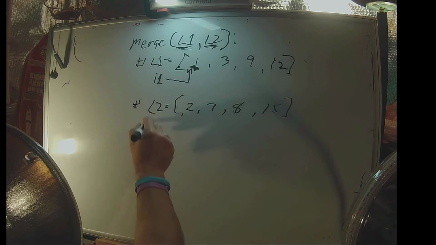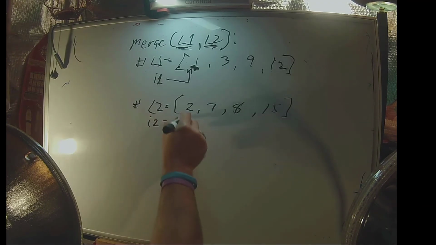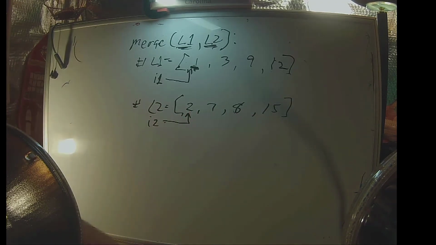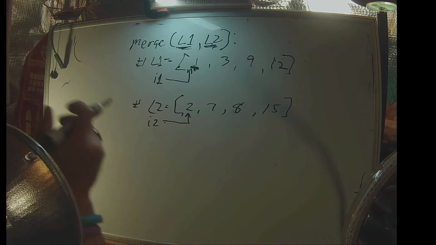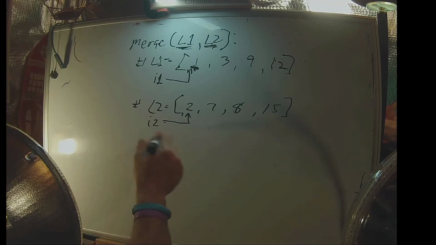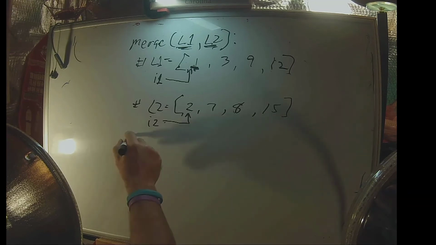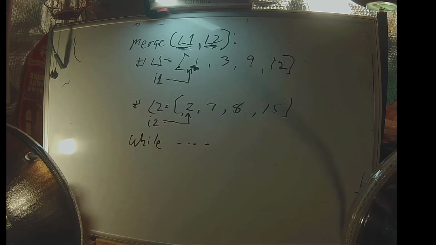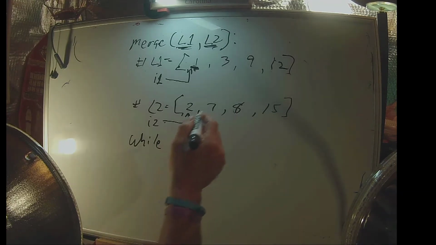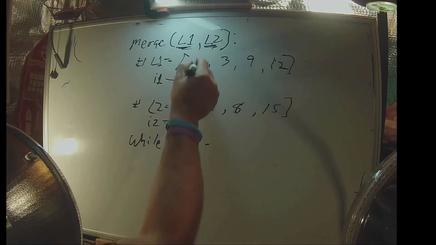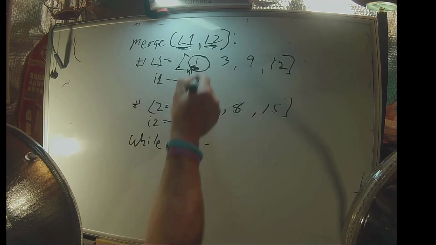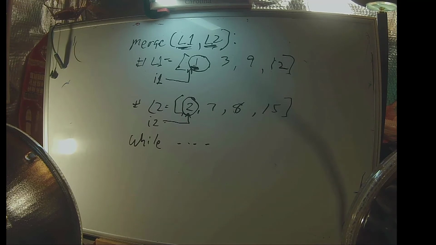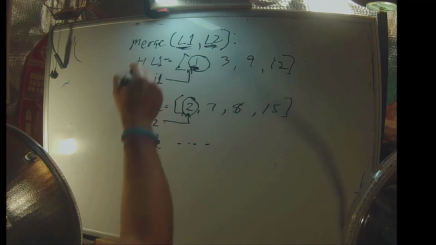Yeah. And I2 is going to be the same thing. It's going to start out being 0. It's going to refer to the first element in list L2. So until we get one of these to the end of the list, we're going to be in a little while loop. Until we run out of elements in one of our lists, what we're going to do is look at the first element in L1, and the first element in L2, and we'll have this new list, right?